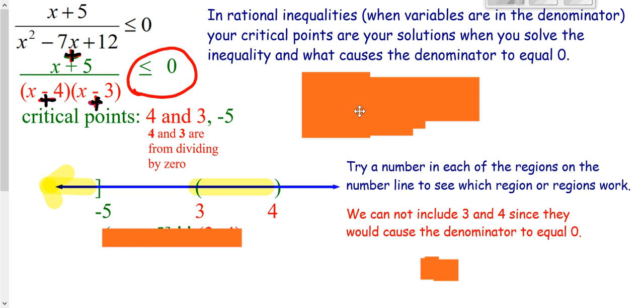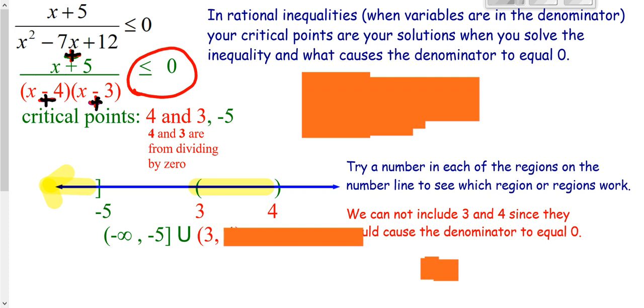So now I'll write my answer off of my number line. From negative infinity to -5, which is a square bracket, union, parentheses 3, 4. Once again, the 3 and the 4 are curved because they're from the bottom, which is dividing by 0, and I cannot use those. Now the one that comes from the top, if this is a less than or a greater than, then it would also be curved. But if it has a less than or equal to or greater than or equal to coming from the top critical point, you're going to have a square bracket.